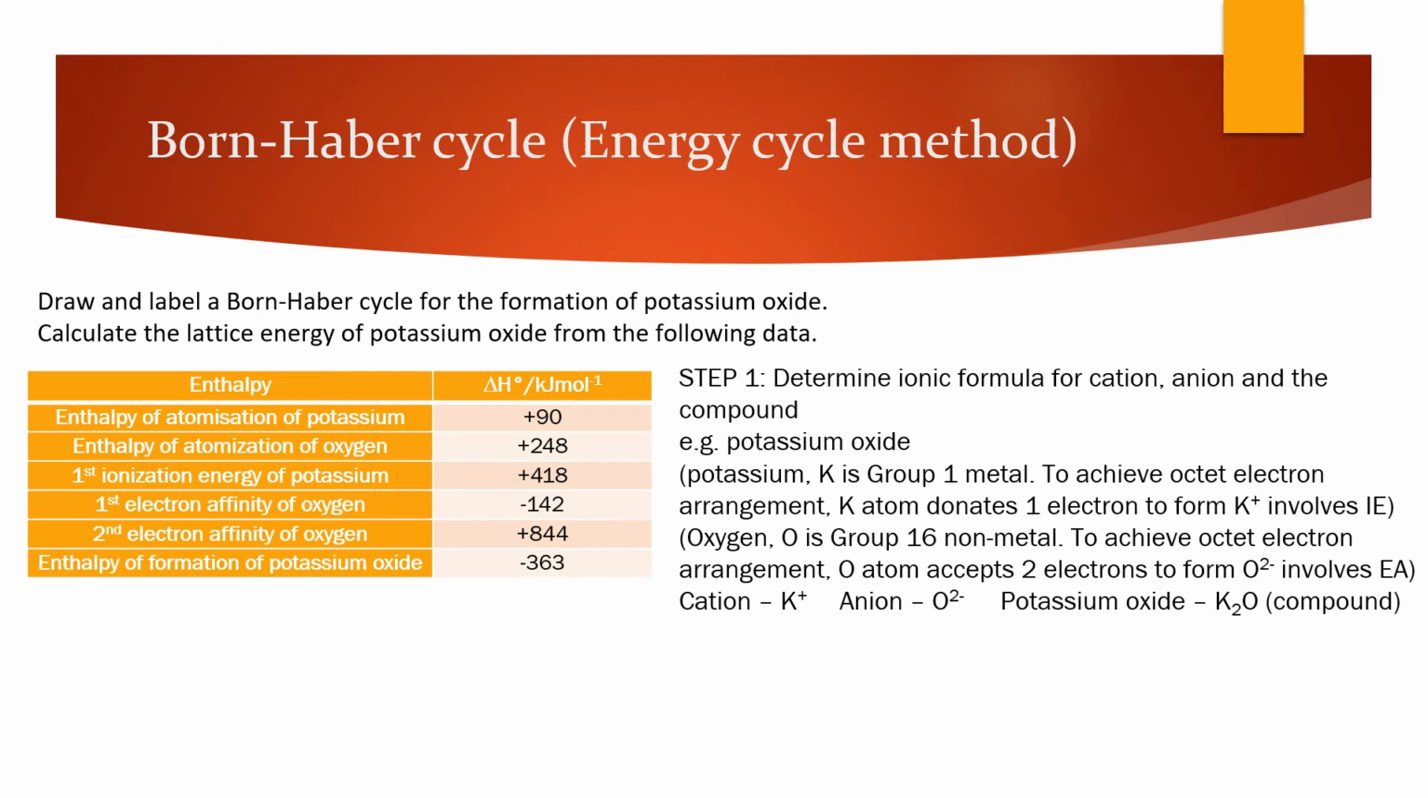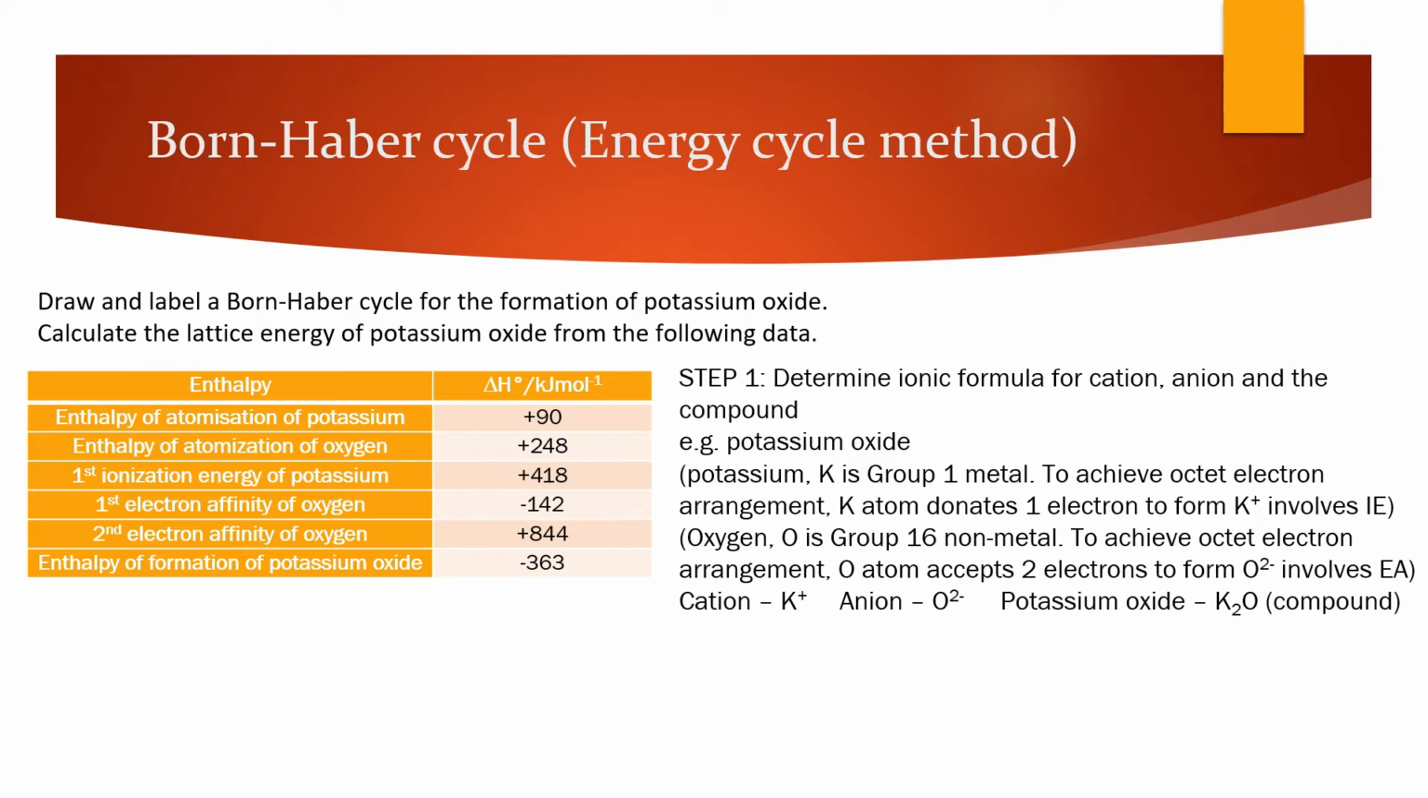Now I'm going to use potassium oxide as the example to go through all 4 steps to construct the Born-Haber energy cycle using the energy cycle method, and also to determine the unknown enthalpy change using Hess's law. So step 1 is to determine the ionic formula for the cation, anion, and also the compound. Our compound here is potassium oxide. Potassium oxide consists of metal and non-metal elements, so this is an ionic compound.